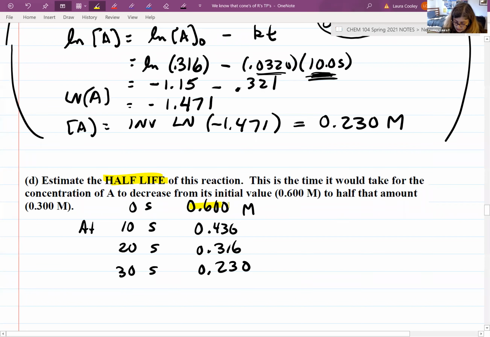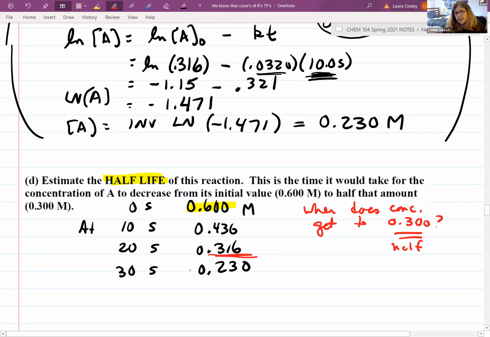So if it started out as 0.6, the question is, when does the concentration get to 0.3? Because that's half of what it started at. And you could see that it's probably a little bit after 20 seconds, right? Because it's 0.316 at 20 seconds. So I would say a little after 20 seconds is the half-life.